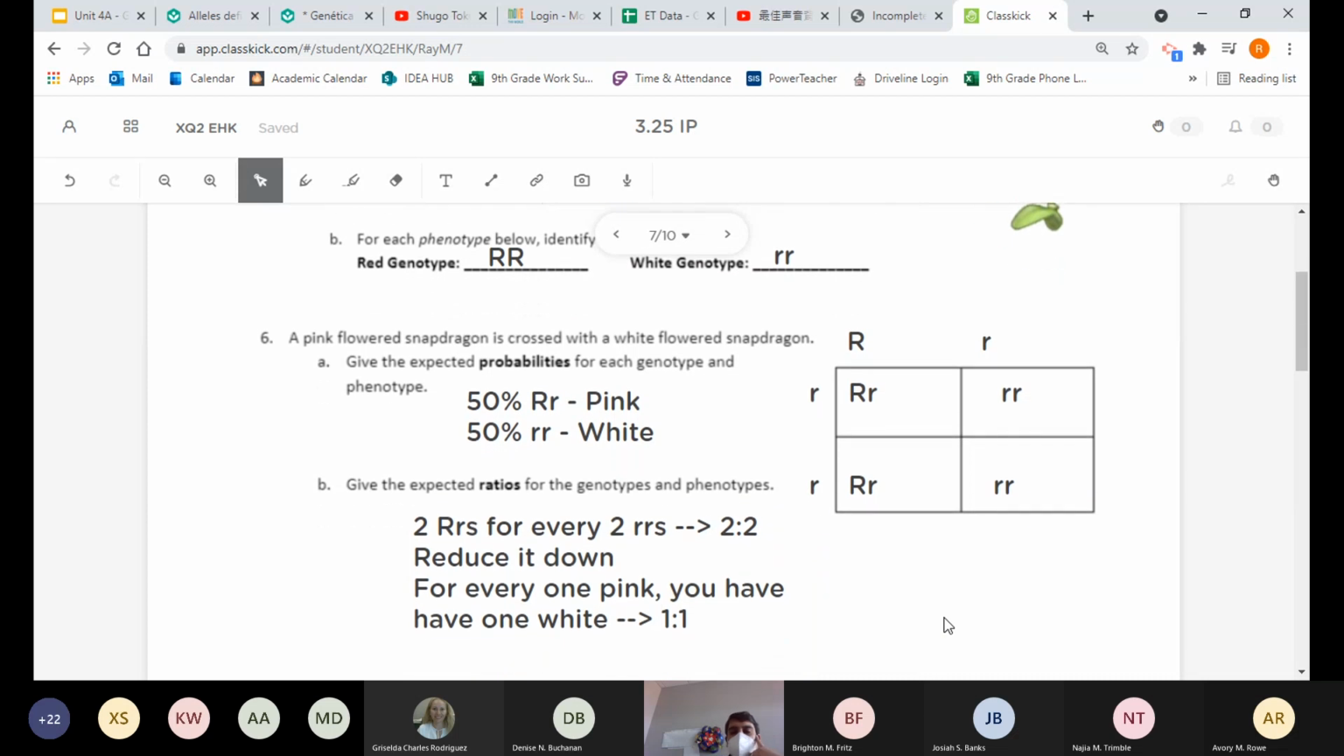There you go. Now, I don't expect to see ratios on the STAR. It's not super common, but just in case, it's really just as simple as counting. 2 to 2, which again reduced down to 1 to 1. So for every one pink flower, you'll have one white flower. Again, probability-wise, not necessarily in reality. Still pretty easy, right?